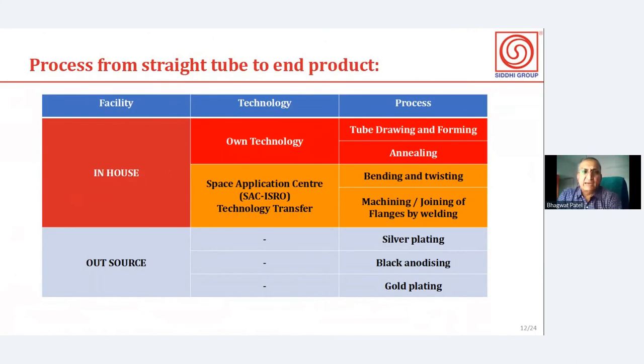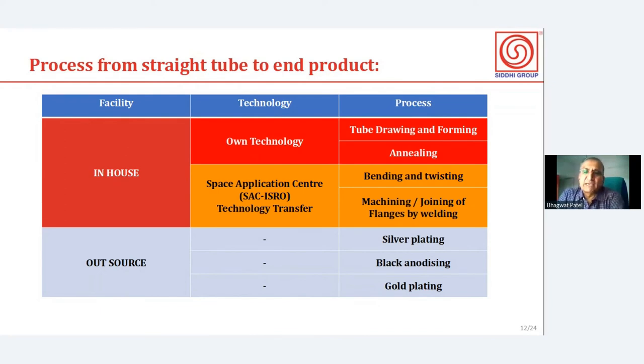For manufacturing this waveguide, here I have tried to explain what facility we have developed in-house and what facility we are outsourcing. In-house, by our own technology, we have a capability of tube drawing and forming, because we are manufacturing all these rectangular waveguides from round tubes only, and later we form them as per the requirement. A very important aspect for the waveguide is the corner radius, because if the corner radius is larger, there is likelihood of more RF losses. To avoid these RF losses, we have kept the corner radius as per the customer requirement.